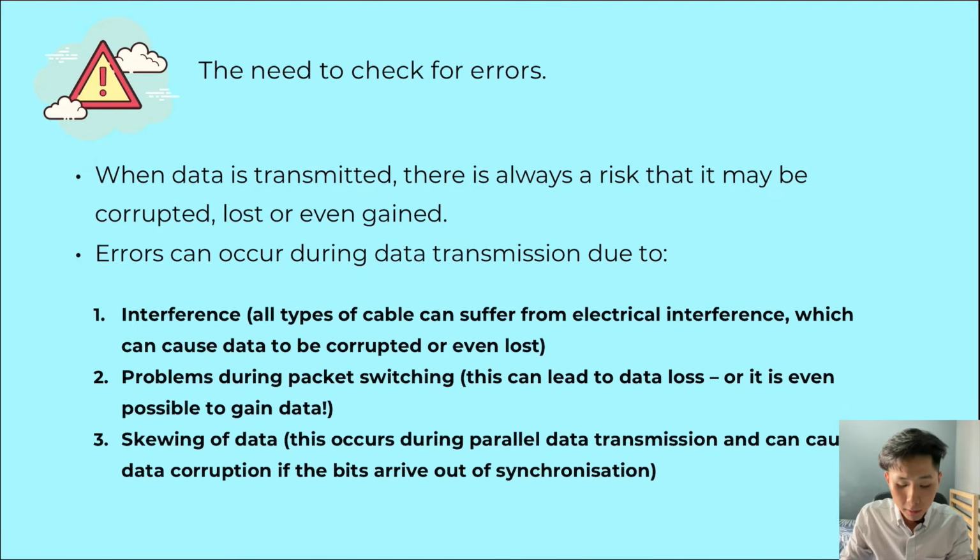Errors can happen due to the following reasons, such as interference. In all types of cable, when data is being transmitted, it can suffer from electrical interference, which can cause data to be corrupted, such as 1 becoming 0, or 0 becoming 1. It can also be a problem during packet switching, and also due to skewing of data. This occurs during parallel data transmission and can cause data corruption if the data is arriving out of sync.